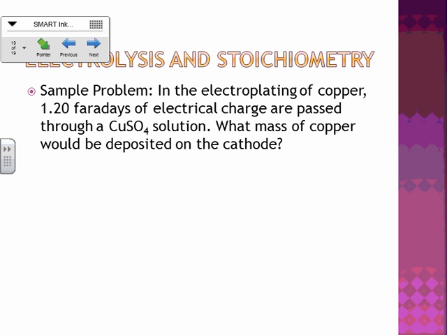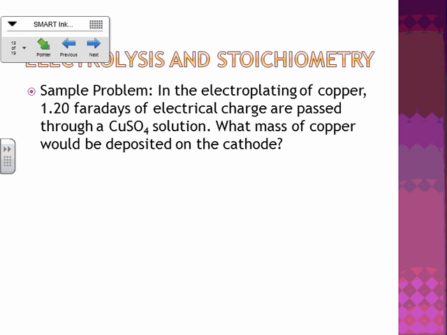All right, in the electroplating of copper, 1.20 Faradays of electrical charge are passed through a CuSO4 solution. What mass of copper would be deposited on the cathode? Okay, so once again, we want to know how much copper is going to be made here. Now we've got a solution of CuSO4. Okay, so again, first rule on these problems, balanced chemical equation.